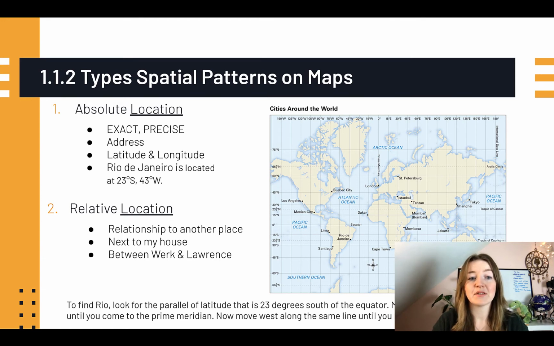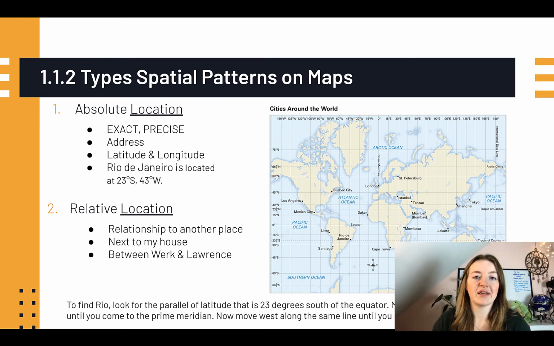That's an absolute location. Then we have a relative location. A relative is like, where is it in relation? Where is it relative to another place? The school is up the street from South Kitsap Helpline. It's up the street from Sinclair Inlet. Walmart is just behind Safeway. So relative to another place.